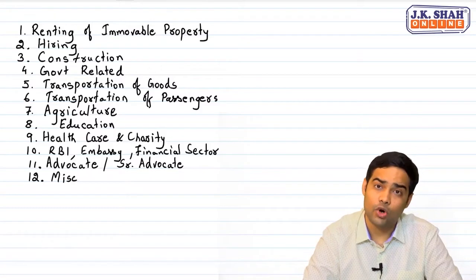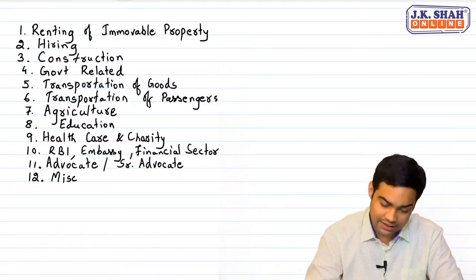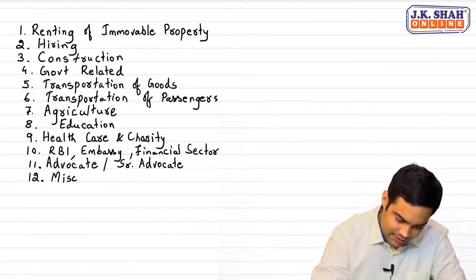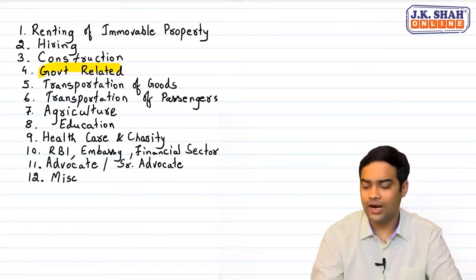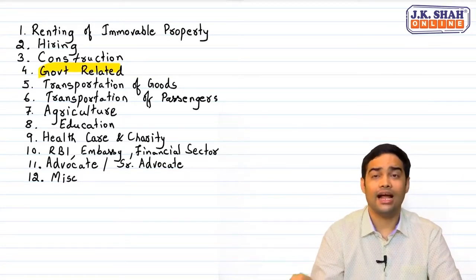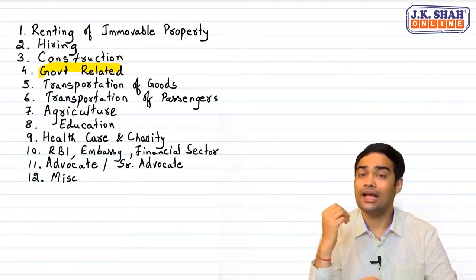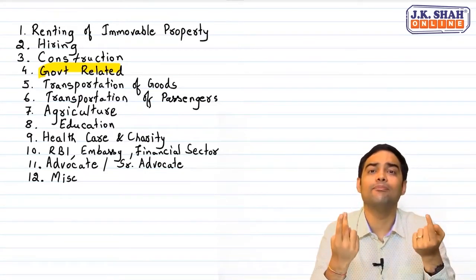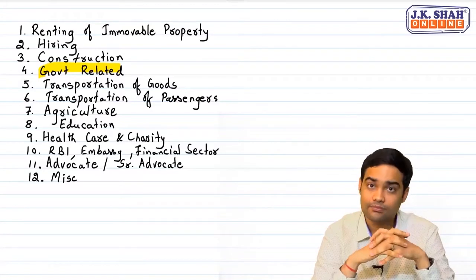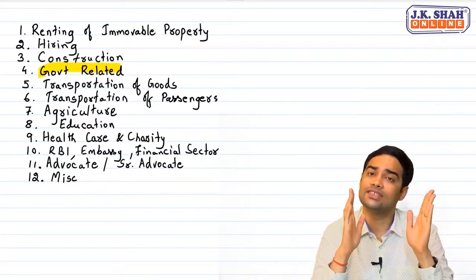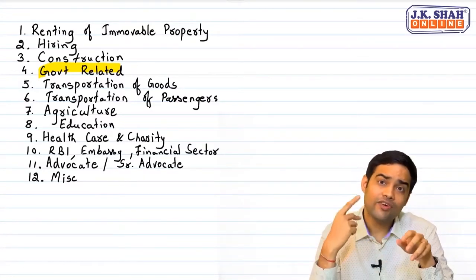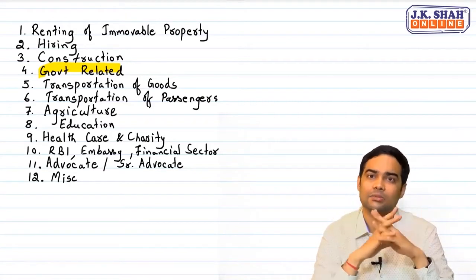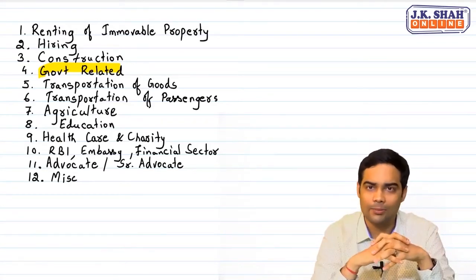Then we have an important one: government related. Yes, very critical. Services provided by government and services provided to government. Let me tell you the general rule. Any service provided by government is exempt. But any service provided to government is taxable. This is the general rule which we will be following.